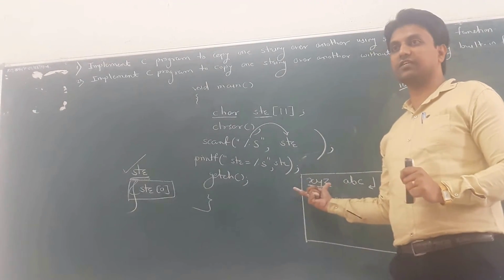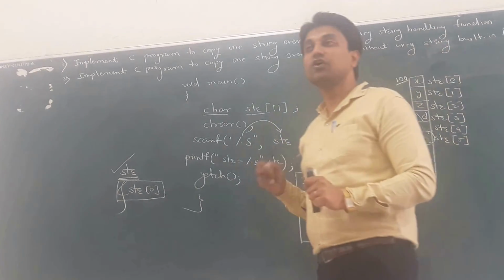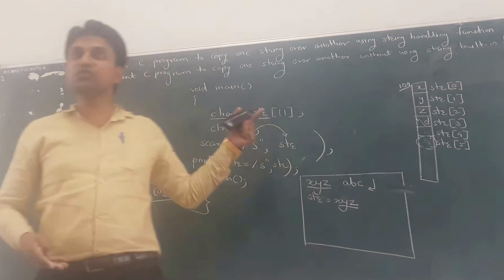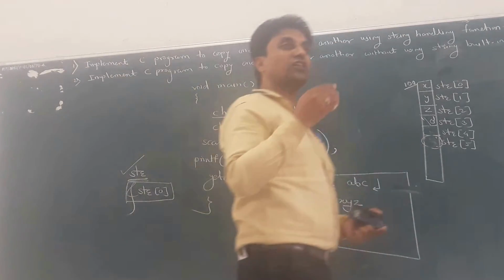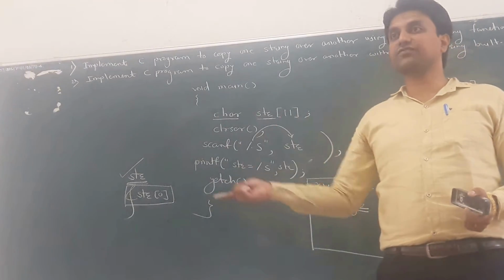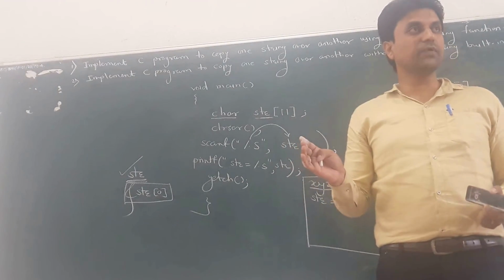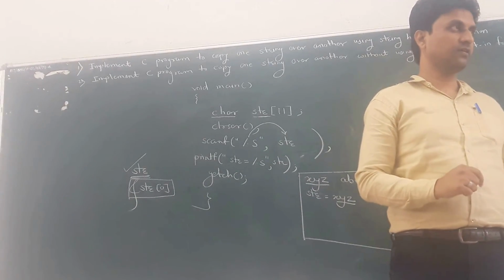Just the initial string. That is Amol. After the space, the string is not displayed. So what is the solution for that? There is another function for scanning a string with spaces, that is called the gets function. Using the gets function we can overcome the drawback of the scanf function.